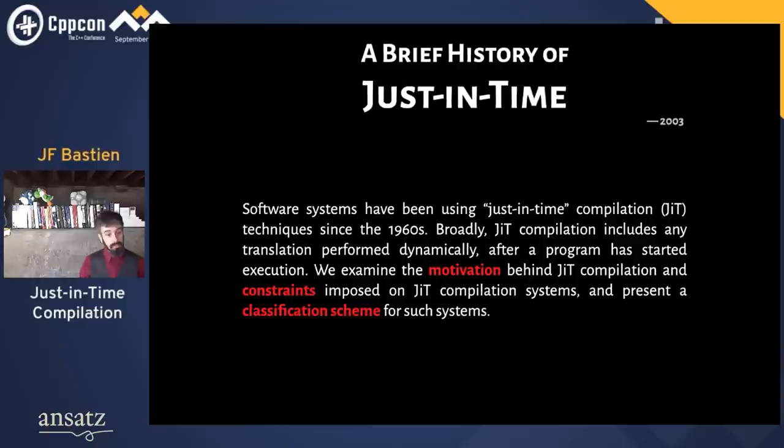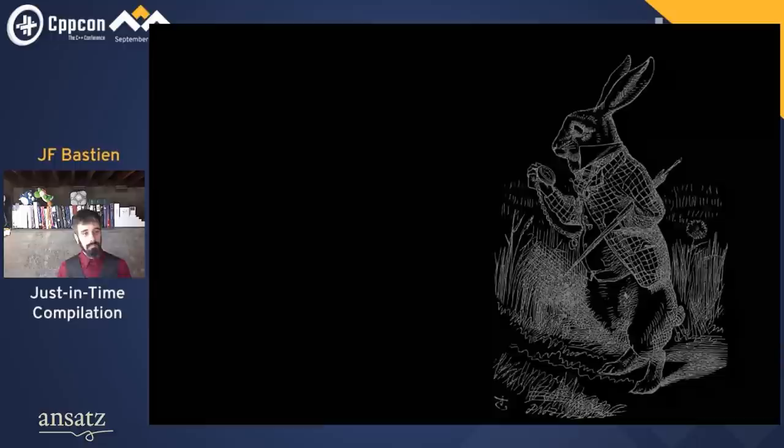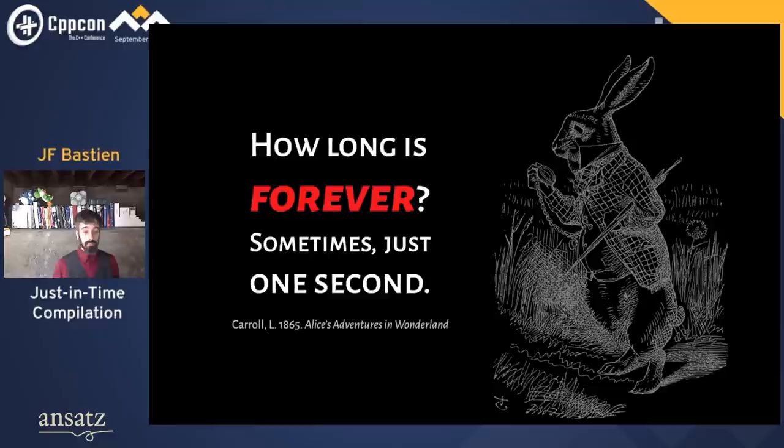Now, I mentioned Alice in Wonderland, and there are really good insights in there. For example, this quote: how long is forever? Sometimes, just 1 second. This is a really good take on JIT compilers. Imagine if my JIT compilation is in a foreground thread, blocking interaction for an entire second. That animation I just had on screen was kind of slow. It was just 1 second, and you're like, come on, give me the words.